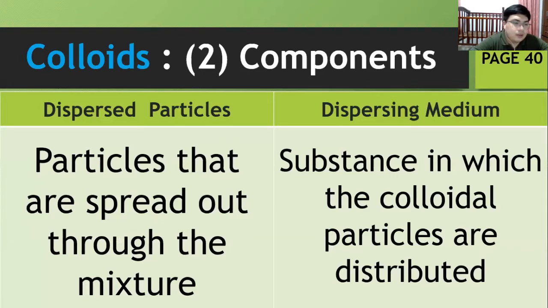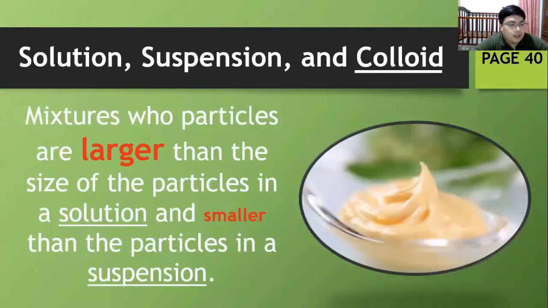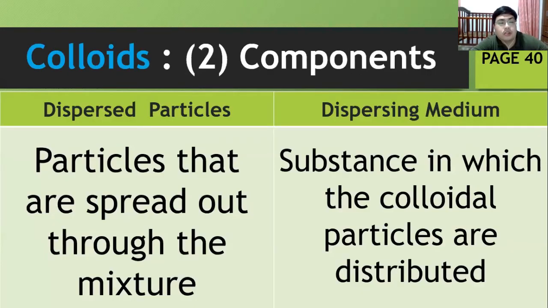Okay. So going back to the colloids, colloids have two components. Before explaining it a bit further, so if we try to remember our concept map earlier, we have two components of colloids. Now, one is dispersed particles, and the other one is the dispersing medium. So dispersed particles are particles that are spread out through the mixture, and the dispersing medium would be the substance in which the colloidal particles are distributed. So let's check the book. So what are the examples here?